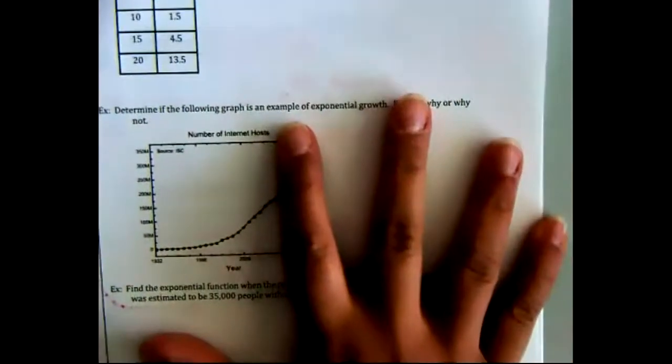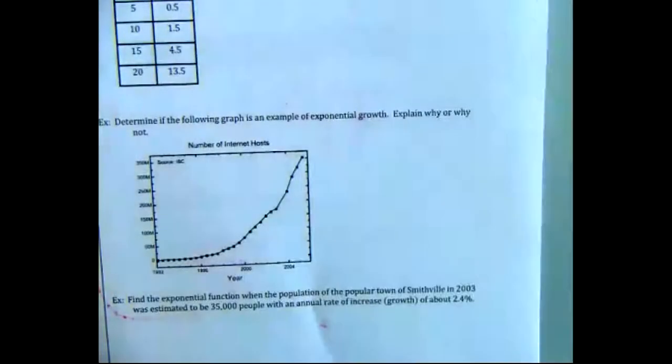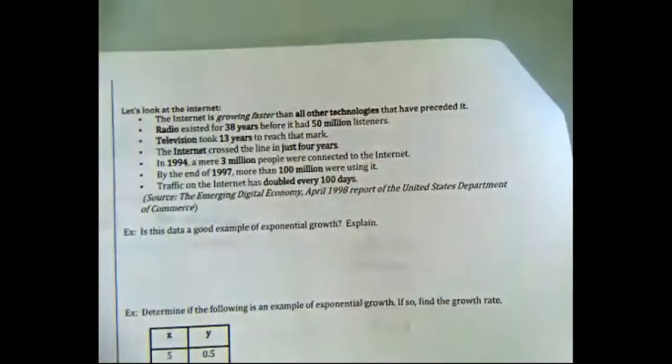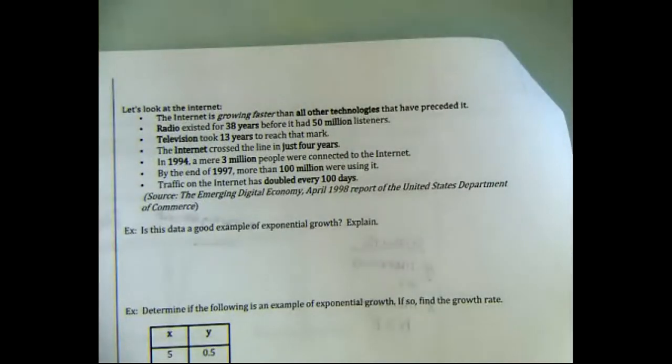So let's take a look at this. Oh, sorry, moving up. There we go. So it says, let's look at the internet. The internet is growing faster than all other technologies that have preceded it. The radio existed for 38 years before it had 50 million listeners. Television took 13 years to reach that mark. The internet crossed the line in just 4 years.